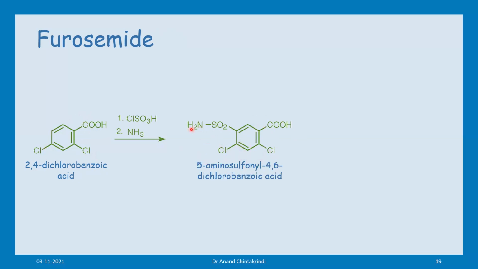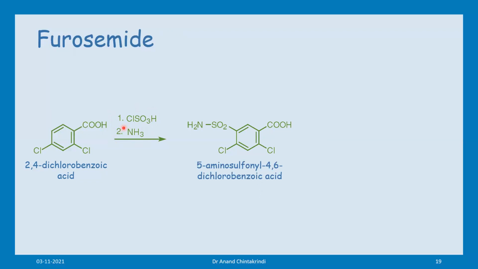So first is the formation of the sulfonyl chloride group, that is electrophilic aromatic substitution. Therefore this first step is electrophilic aromatic substitution, or you can name this as chlorosulfonation. And the next step is the formation of this sulfonamide, that is the amidation reaction.